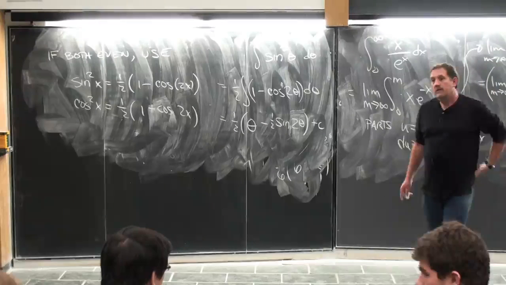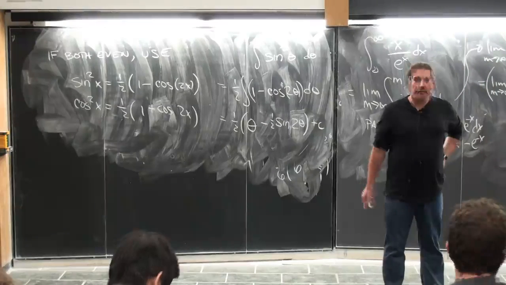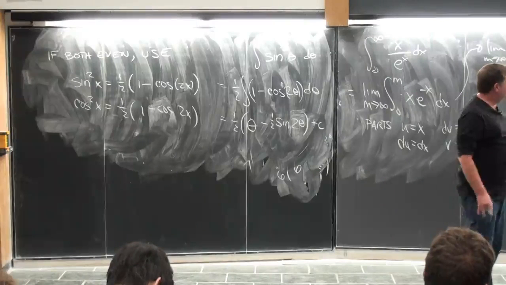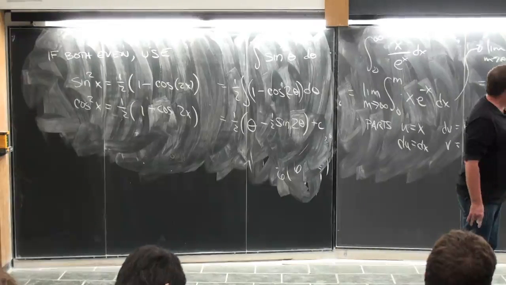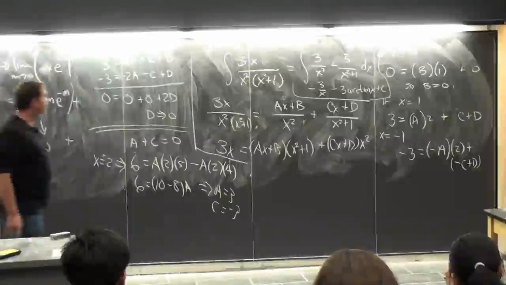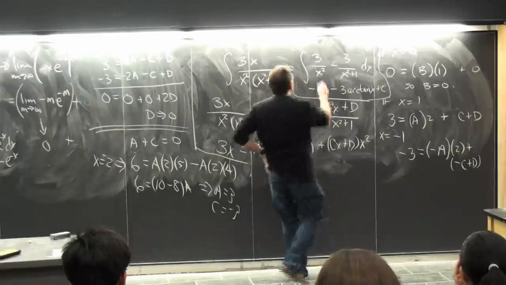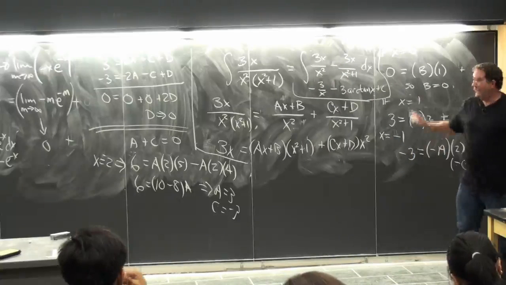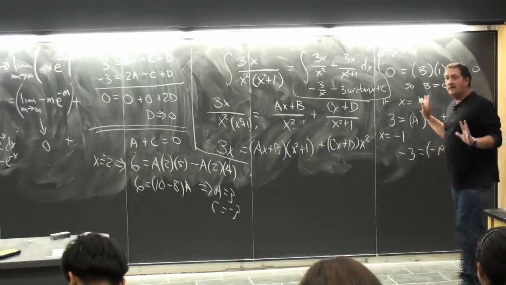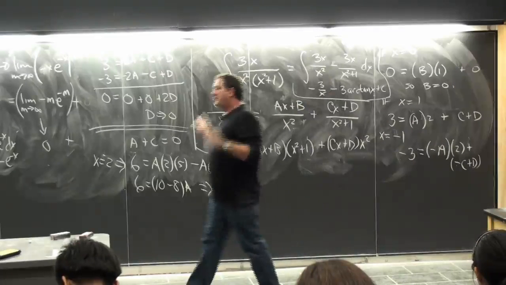Yeah? 3x? Probably. I mean, maybe I did it wrong. What should be 3x? 3x over a. No. Oh, a. Yes, a. You're right. Damn. See, I would be one of those students that didn't get full credit. So on this, if this were out of 10, I would probably get 7 or 8.